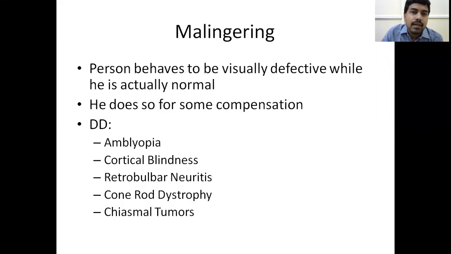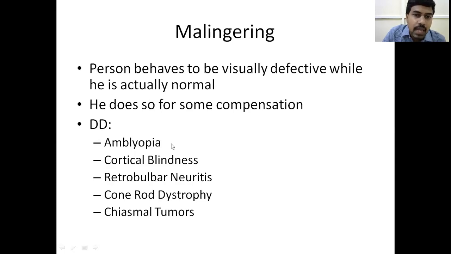And similarly, malingering. I told you about malingering in my previous class. The person has some selfish motive, or some secondary compensation or secondary gain, like he wants a handicapped certificate, or he wants to bunk his classes, or he doesn't want to go to an exam, or he doesn't want to attend a duty. So he malingers, says that he has some abdominal pain, or some visual defect, etc. In ophthalmology, he says his vision is defective. In other cases, he'll say stomach pain or something. So in malingering, the person says that he has a visual defect, but actually his vision is normal.